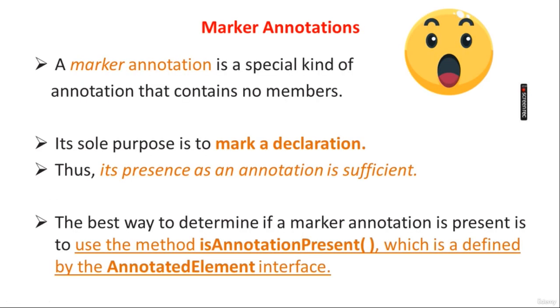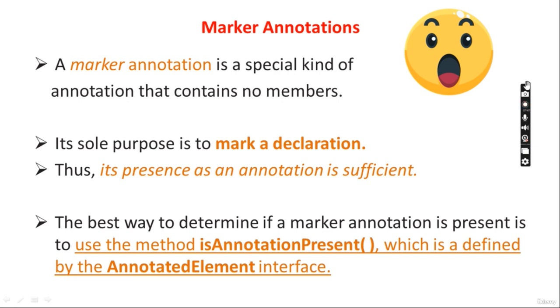Then marker annotations. A marker annotation is a special kind of annotation that contains no members. Its sole purpose is to mark a declaration. Its presence as an annotation is sufficient. So a marker is a special kind of annotation, and it has no members at all. It is generated just to mark a declaration. Its presence as an annotation is sufficient. So it is declared only as an annotation. It has no value, so there is no need to initialize it with a default value or some particular value.